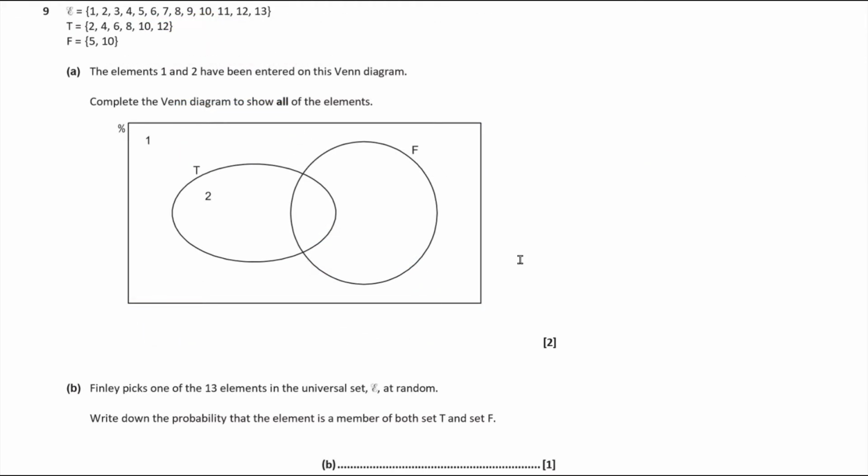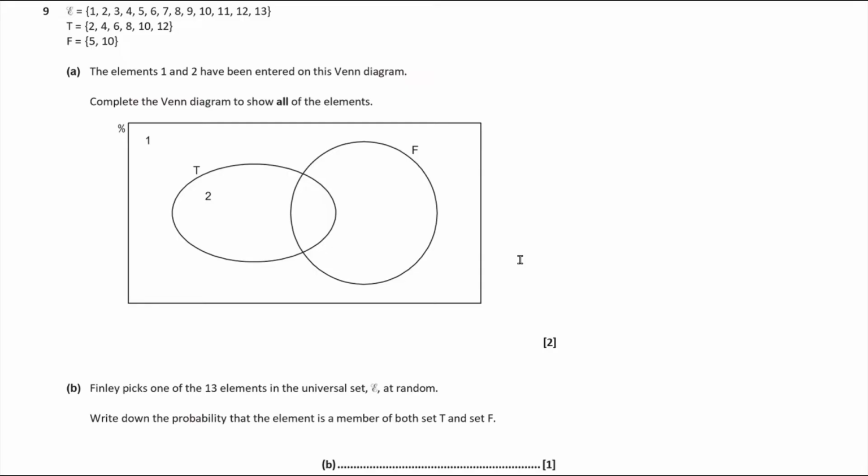Question 9, we've got a Venn diagram here. We're told the universal set is the numbers 1 through 13. Set T is 2, 4, 6, 8, 10, 12. They're the even ones. And then F is 5 and 10. Well, they're multiples of 5. And then the elements 1 and 2 have been entered into the Venn diagram. Complete the Venn diagram to show all of the elements.